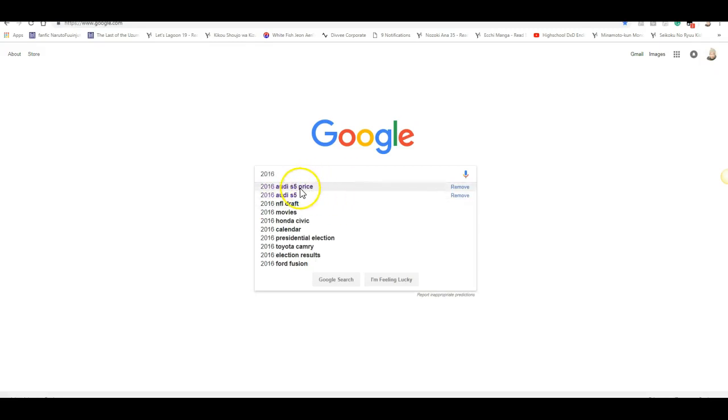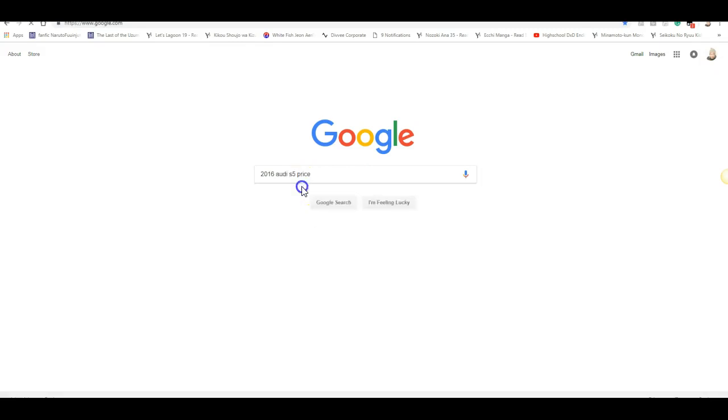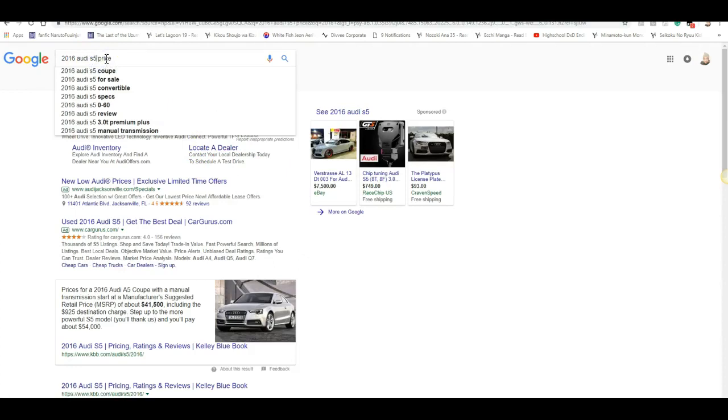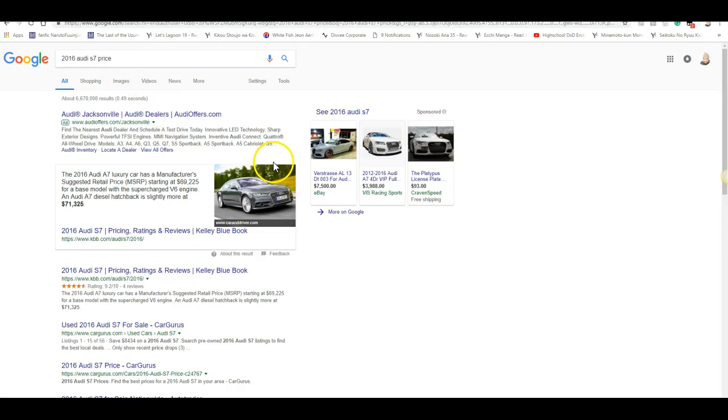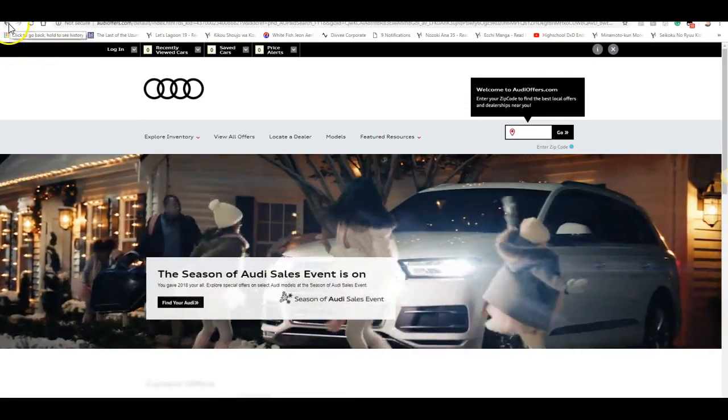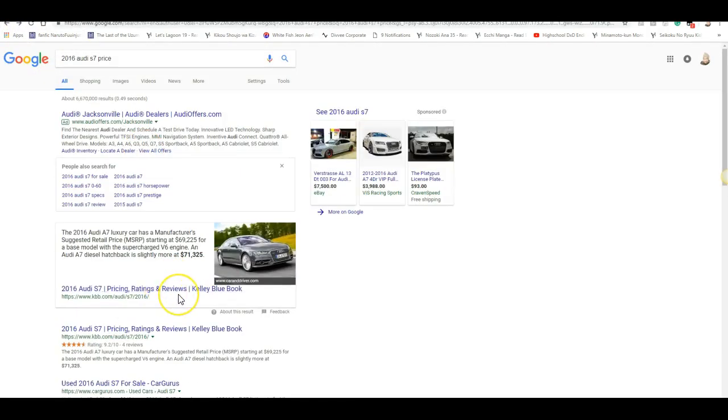Yeah, BMW 16, Audi S5 price. Actually, not even S5, S7. So, a person wants to buy an S7. And really, if my S7 costs that much, $71,000.